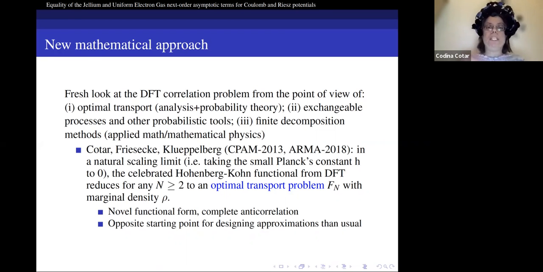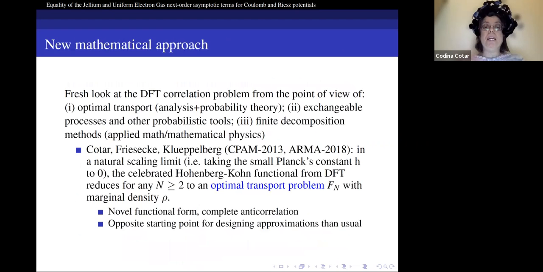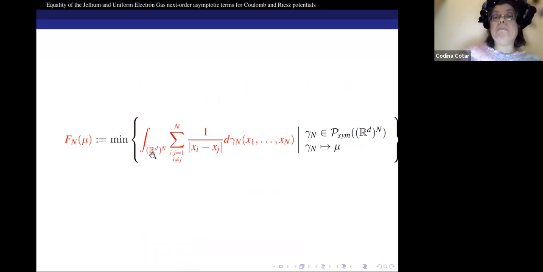And what we could say about it: if we go back to the Hohenberg-Kohn functional, and we take this h to 0, where h is the small Planck's constant, and it appears in a precise form in the kinetic energy, it turns out that the limit you get will be a many-marginals optimal transport problem. More precisely, it will become this particular problem.